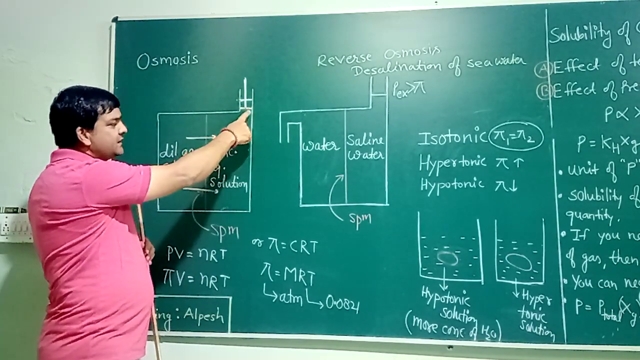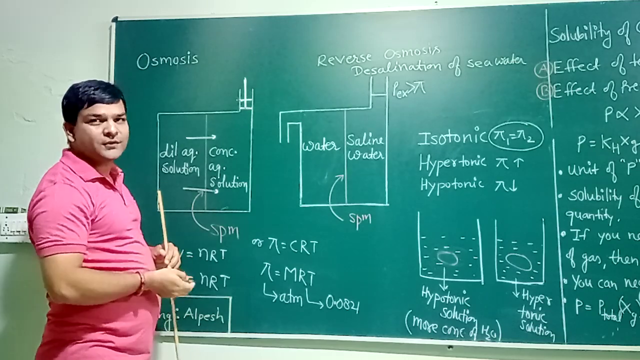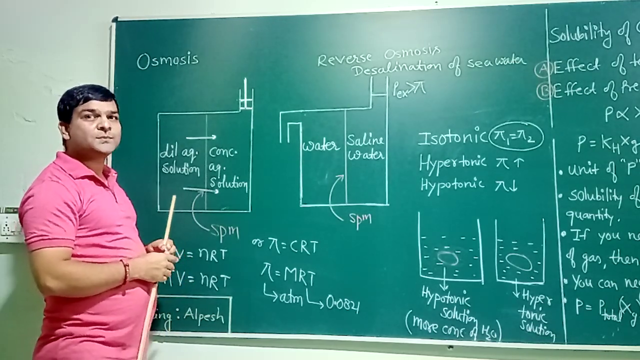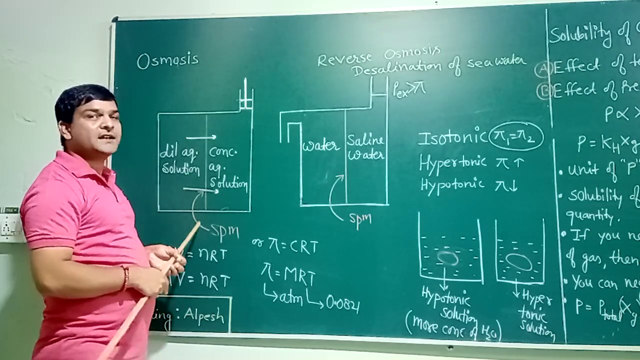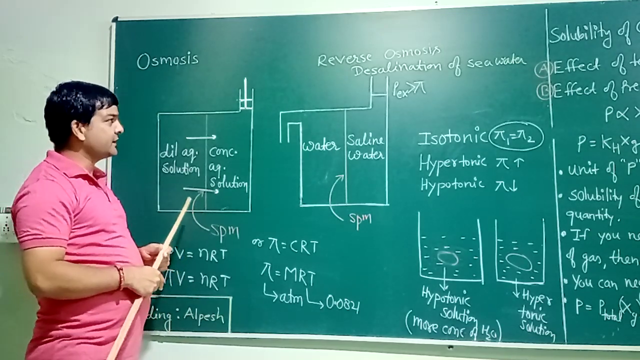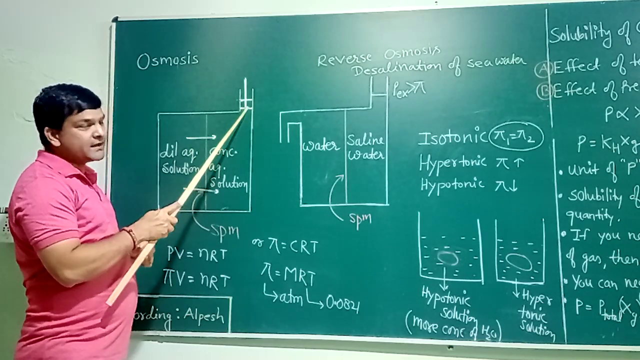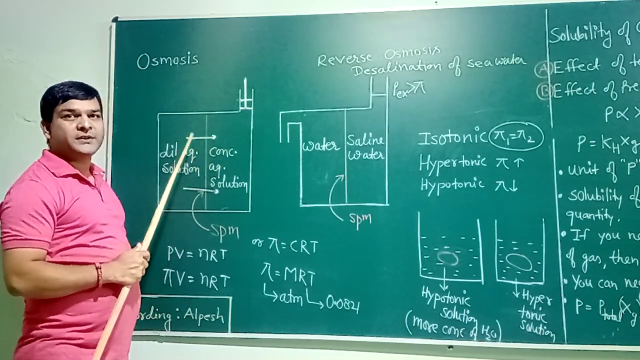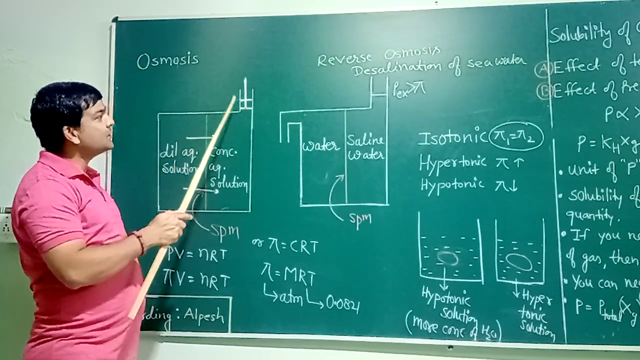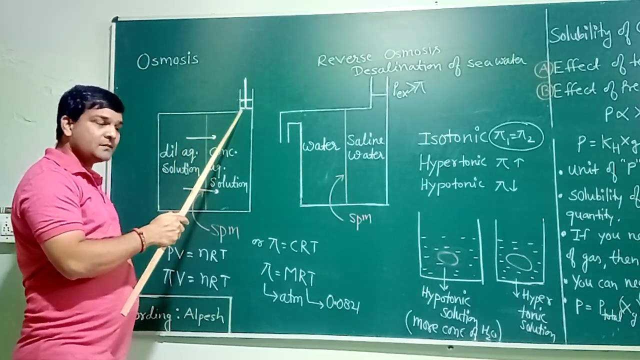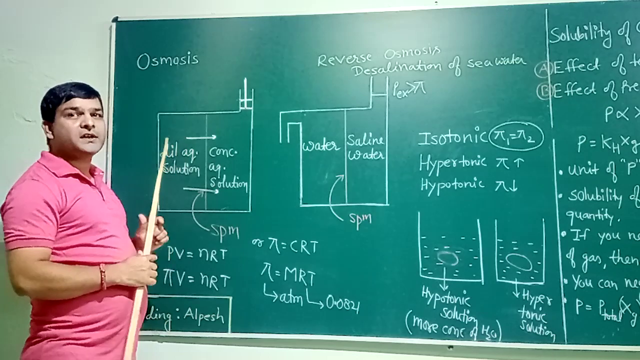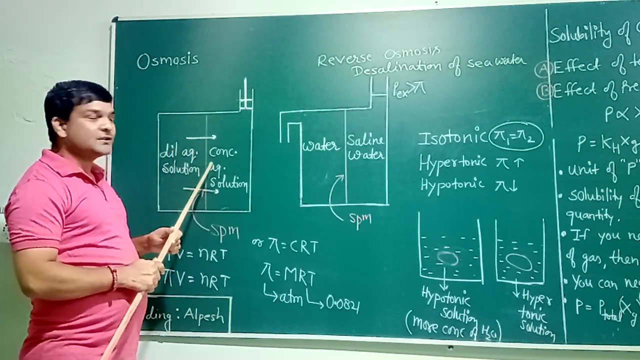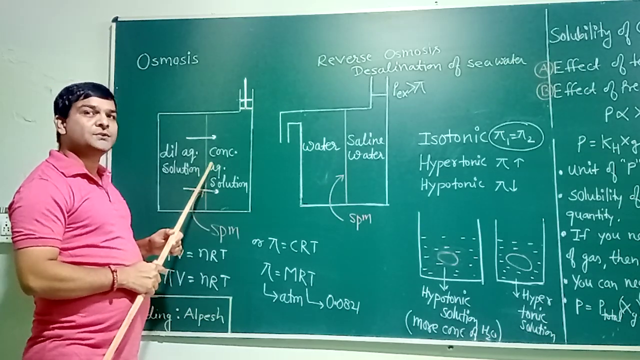As soon as the movement gets stopped, note down the pressure applied here. The pressure required to stop the movement of solvent particles during osmosis is also known as osmotic pressure, and this is an example of a colligative property. I repeat, the pressure required to stop the movement of solvent particles during osmosis is known as osmotic pressure. Remember one more point, colligative properties are properties of dilute solutions. So this is also a phenomenon of dilute solutions.